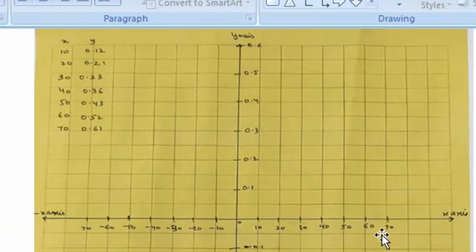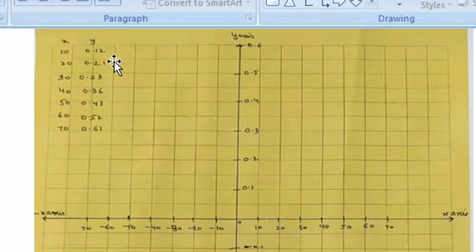But if we don't have space and we have more numbers, suppose this ends at 70 but our table goes up to 150, 200, and so on, then we have to select a smaller scale per unit. So first I select 2 centimeters for 10, another 2 centimeters for 20, then 30, 40, 50. This ends at 50 and our table goes to 70, so I didn't take 2 centimeters as 10 units. Instead I take 1 centimeter as 10 units, and put 20, 30, 40, 50, 60, and 70 at every 1 centimeter.